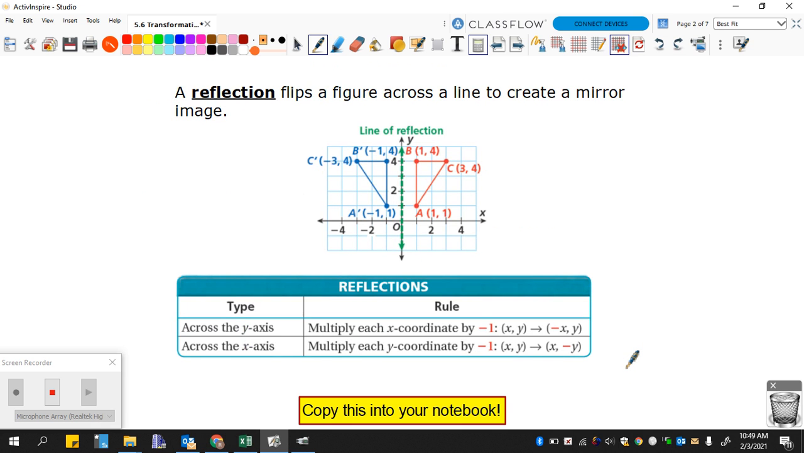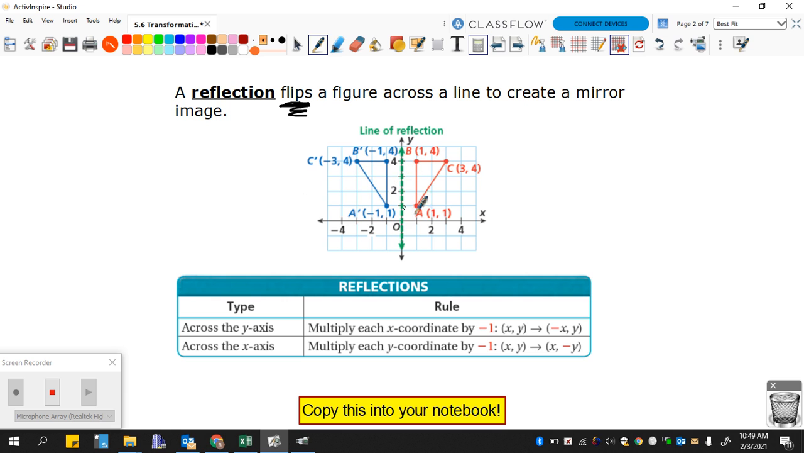A reflection is a flip, all right? A reflection just flips a figure across a line to create a mirror image. Most of the time, our line of reflection is going to be either the x-axis or the y-axis. The x goes left to right, or the y.